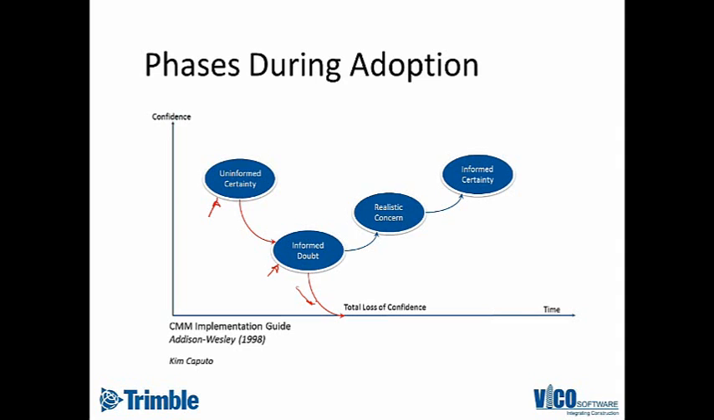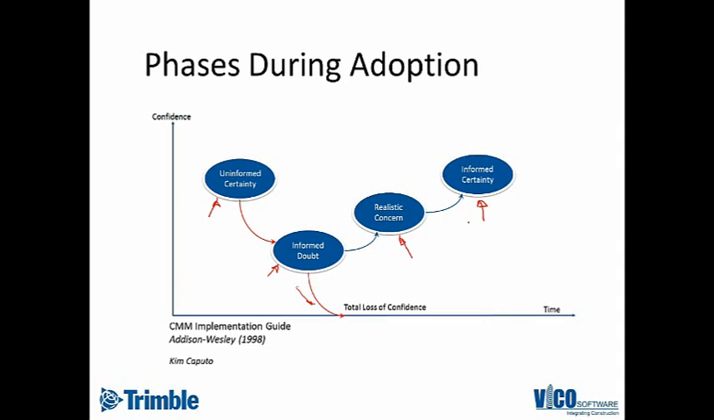So during training and workshops, we always say, we hope that the group will be at this point at the end of the training, the point of realistic concern. Realistic concern means that you understand what the implications are of adopting these new methods, that you understand what is needed in order to enable this change, and when you understand that, you can start to build a plan. And building a plan is the first step towards informed certainty.